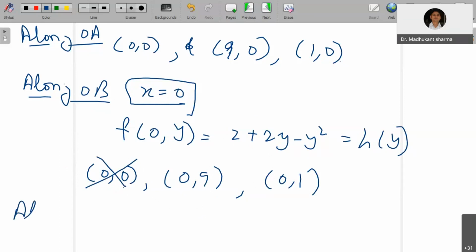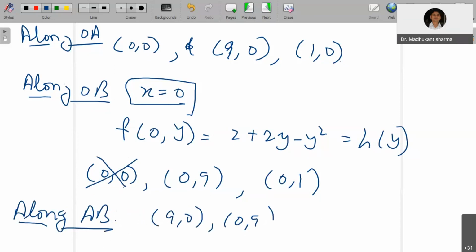So it's not necessary to break here. So now only another line is AB. Along AB, the boundary points are 9 comma 0 and 0 comma 9. These are the boundary points, but they have been considered along OB and along OA as well, so there is no point to reconsider them. Now you have to look at the interior points on the line, whether there is any critical point in between or not. So for that, along AB, y equals 9 minus x.